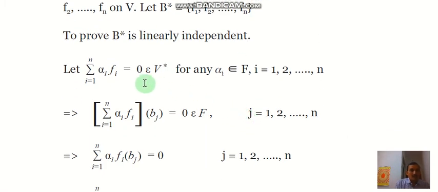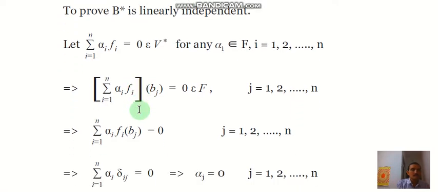For proving independence, let the summation i varying from 1 to n of alpha i fi = 0. Here this 0 is the zero functional belonging to V star, and the alpha i's are scalars belonging to field F for i varying from 1 to n. Now we apply this zero functional, or combination, on the basis vector bj. So this becomes the summation of alpha i fi(bj) = 0(bj), and that is 0.